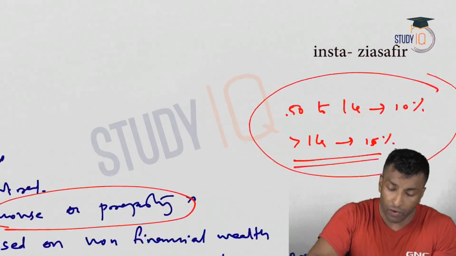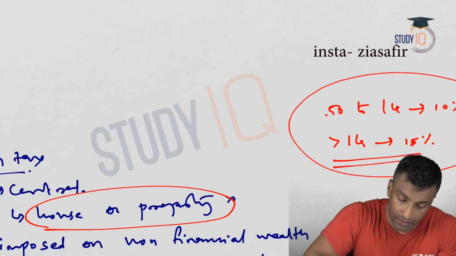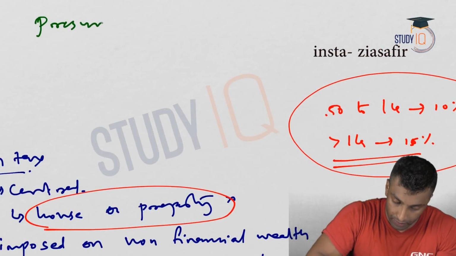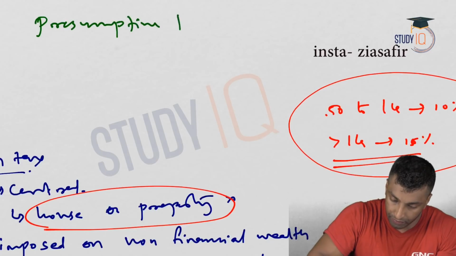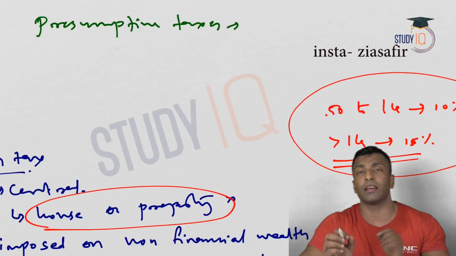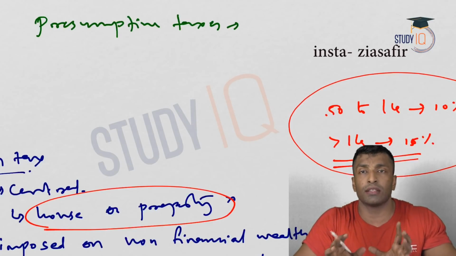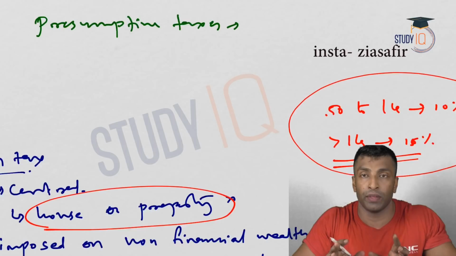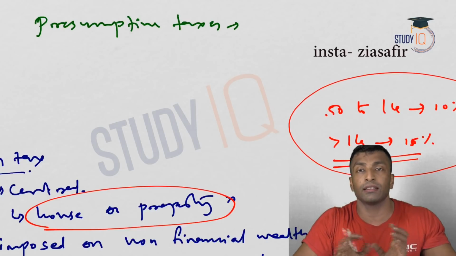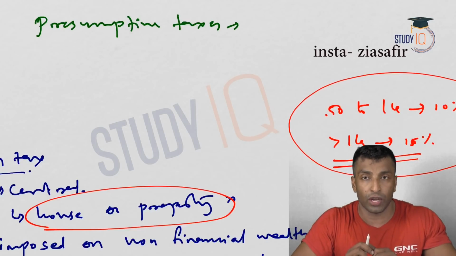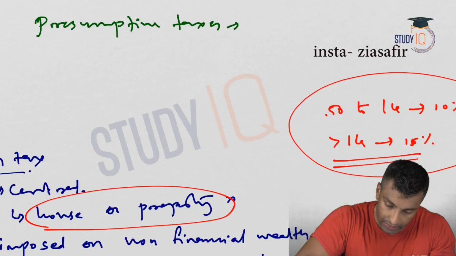So I'll write it down. What do you mean by presumptive taxes? You can just write it down also. Presumptive taxes. See, surcharge is a clear-cut example of presumptive taxes. What is the presumption? The assumption is that they have cash with them. So after abolishing the wealth tax, it was imposed. So I hope it is clear. I'll write it down. What is presumptive tax?